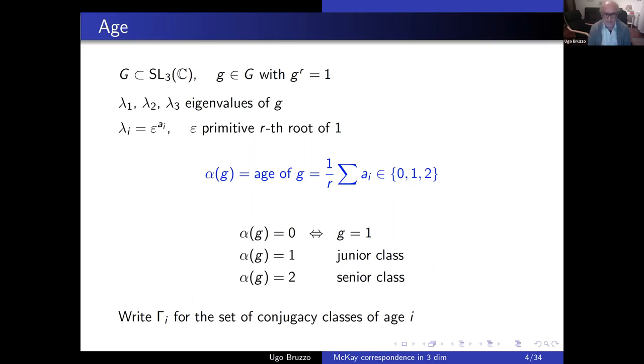The age depends on the conjugacy class of G, of course. And in three dimensions, as we are working now, the age may be 0, 1, and 2. So age 0 only corresponds to the identity. And then the classes whose age is 1 are called junior, and the classes whose age is 2 are called senior. So up to the trivial class, we have junior and senior classes. And I will write gamma_i for the set of conjugacy classes of age i, okay?